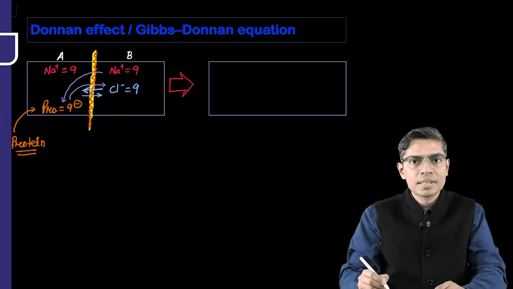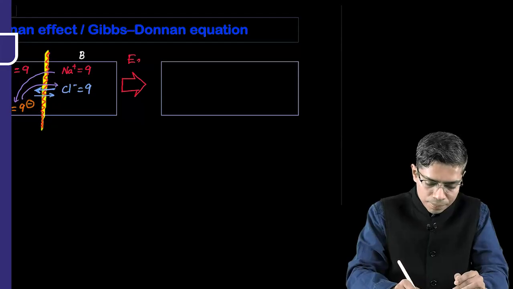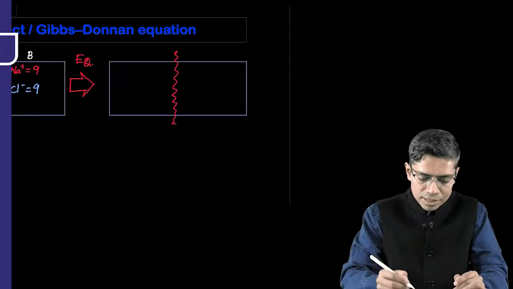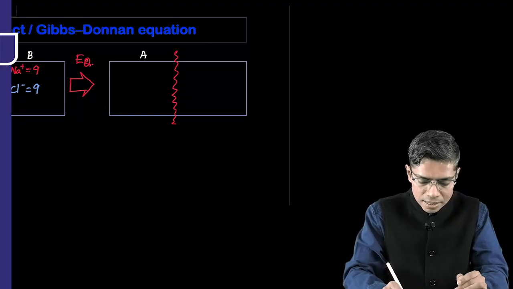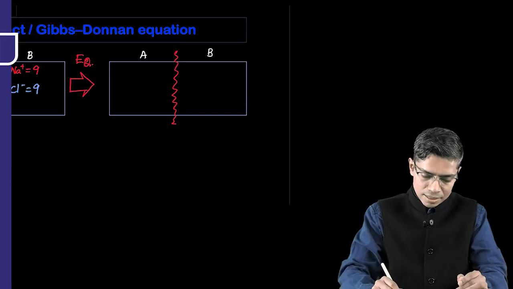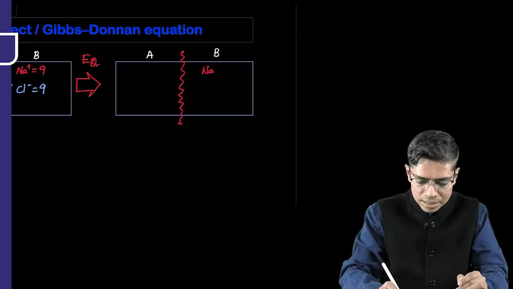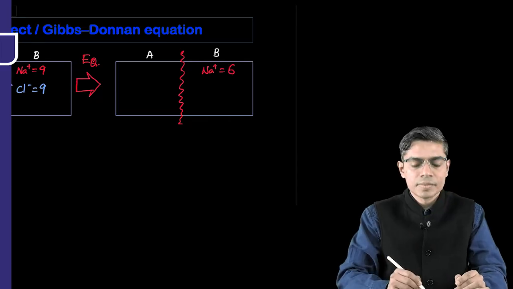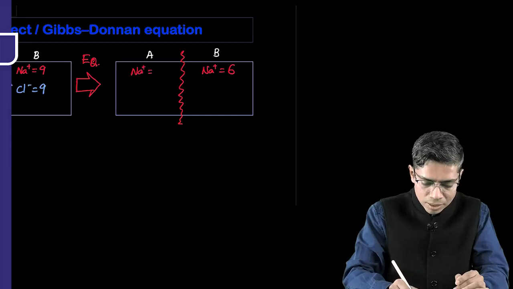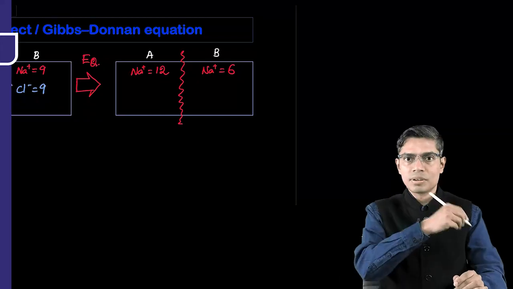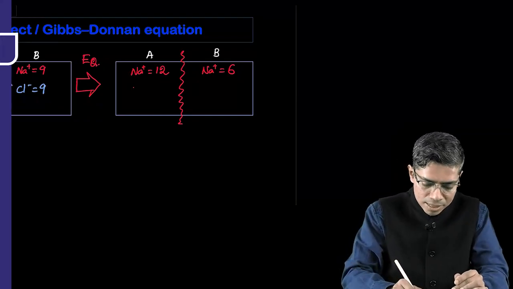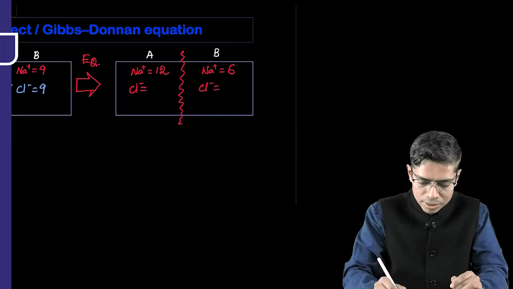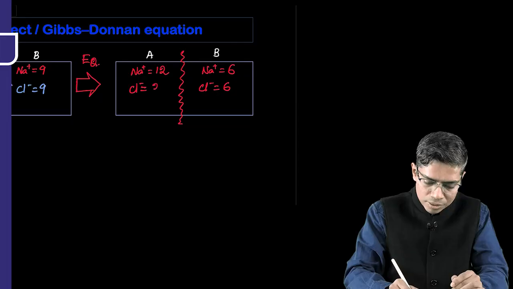So this second diagram is after the equilibrium is developed. Now if I look at compartment A and compartment B, I can easily understand that the sodium ion will be lesser in this compartment, suppose 6 molecules, and sodium ion will be higher in compartment A, suppose 12 molecules. 3 molecules have been shifted to compartment A. And for the chloride molecule, that is the negatively charged molecule, it is 6 here and 3 here, right?